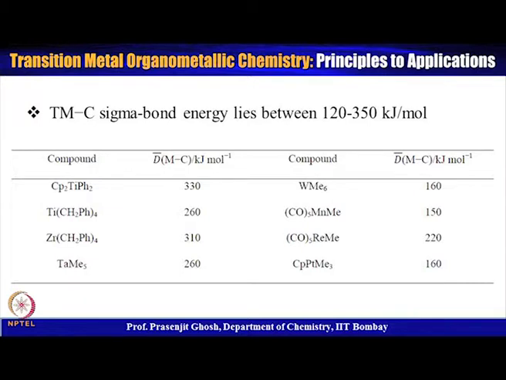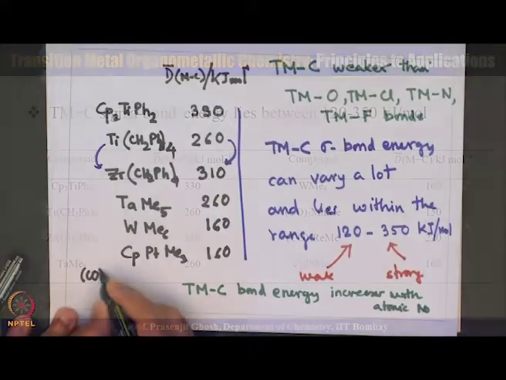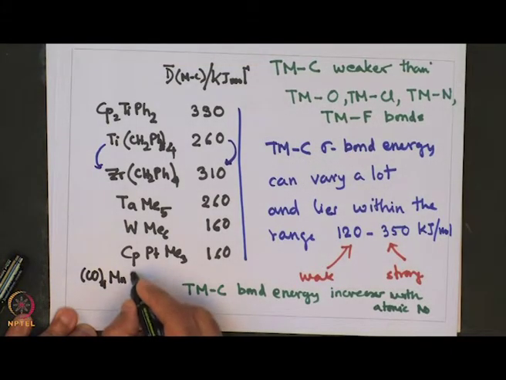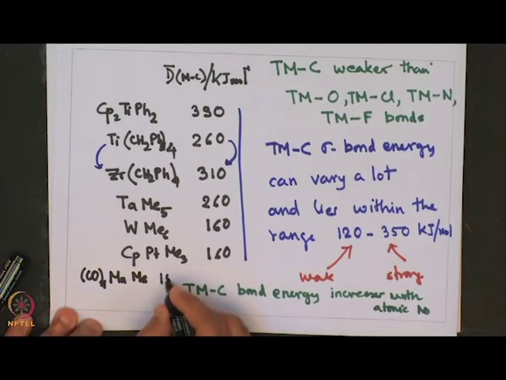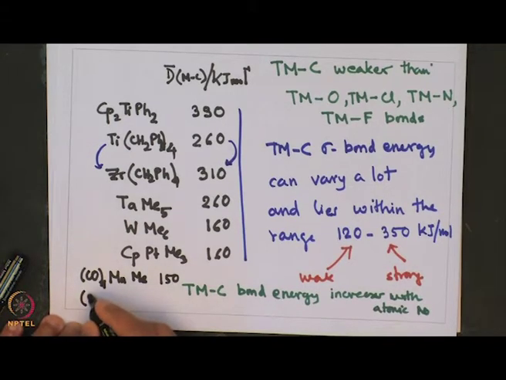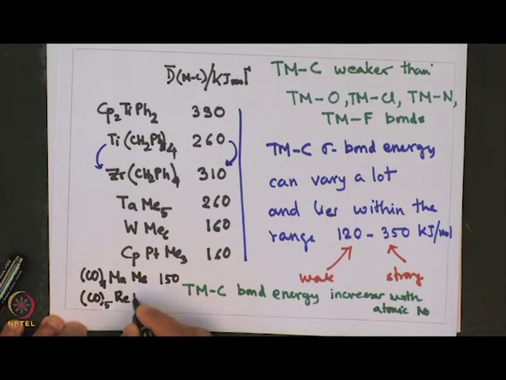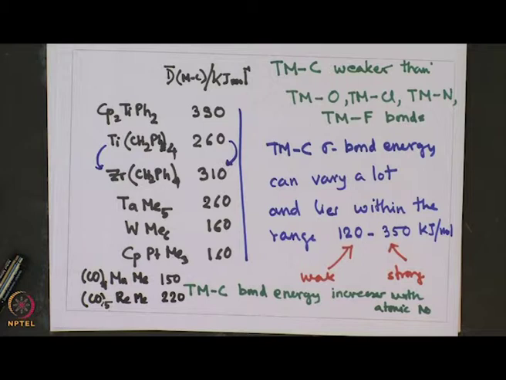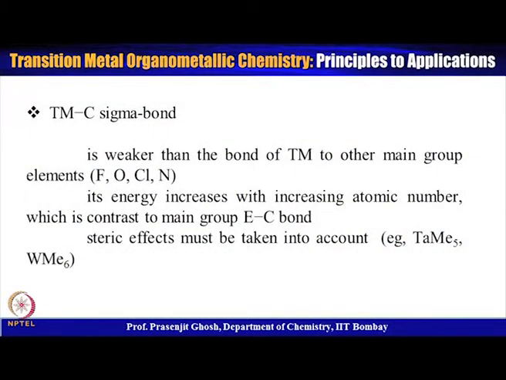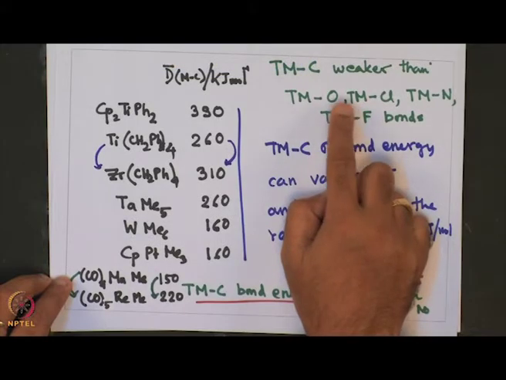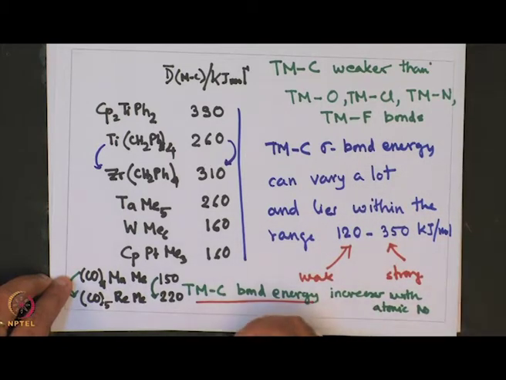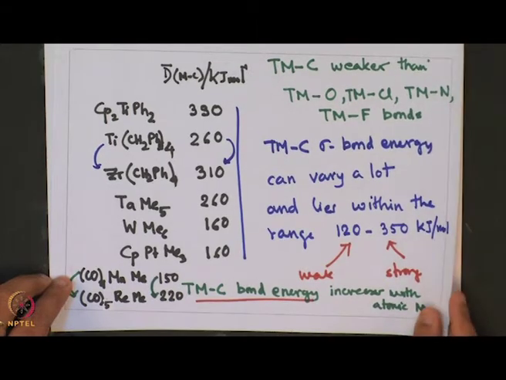For example, between pentacarbonyl manganese methyl, which has 150 kilojoules per mole, and the corresponding heavier analog pentacarbonyl rhenium methyl analog, which has 220. Here too, on going down the group, the bond energy increases, and this is what has been discussed over here. So, the transition metal carbon bonds are weaker than transition metal other main group elements like the heteroatom halide chlorides, and also for transition metal carbon bonds increases with atomic number as one goes down the group.